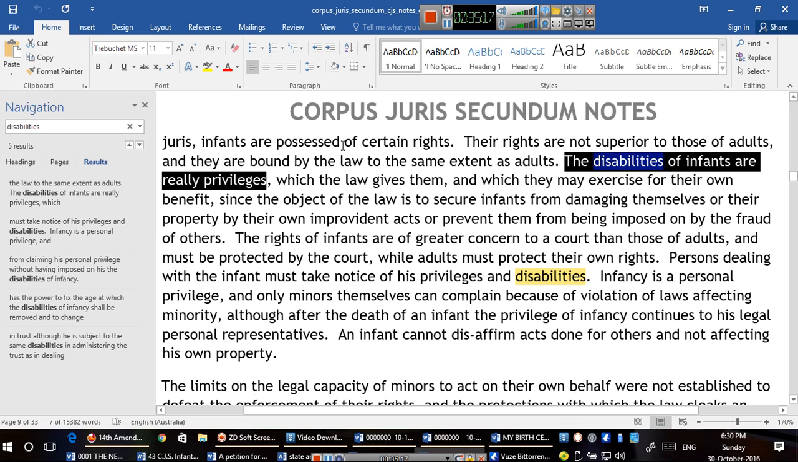Infants are possessed of certain rights. Their rights are not superior to those of adults. And they are bound by the law to the same extent as adults. The disabilities of infants are really privileges which the law gives them.